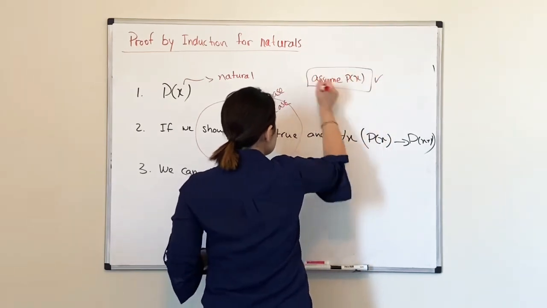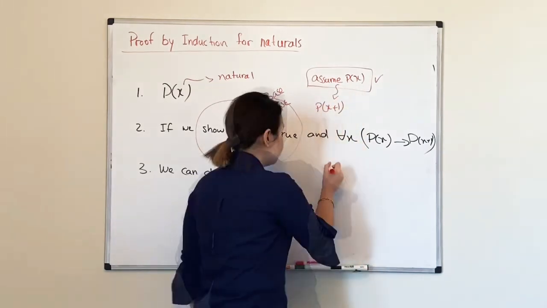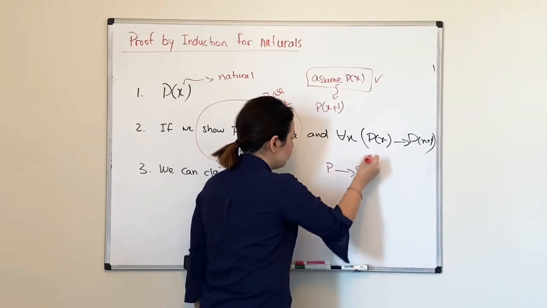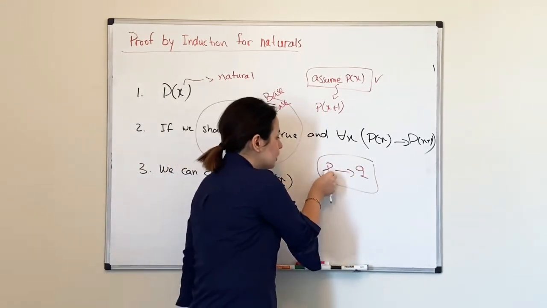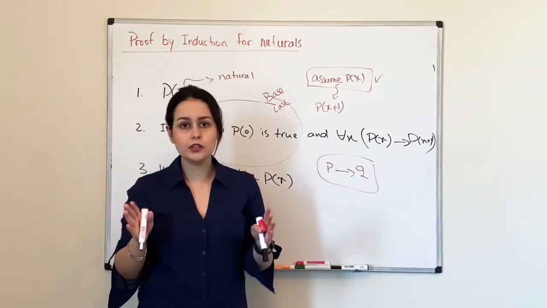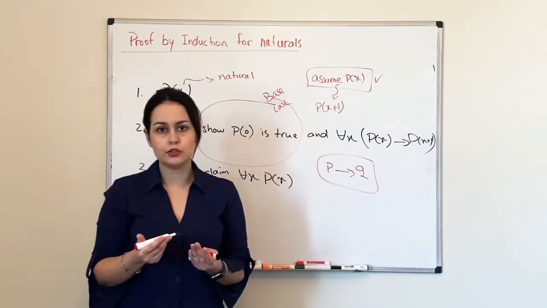And by this assumption, I need to show P of x plus 1 is true. You remember when we had P then Q and we wanted to show that it is true, if this part, which is my premise, is false, I'm done. Because for any false premise, the whole conditional statement is true.